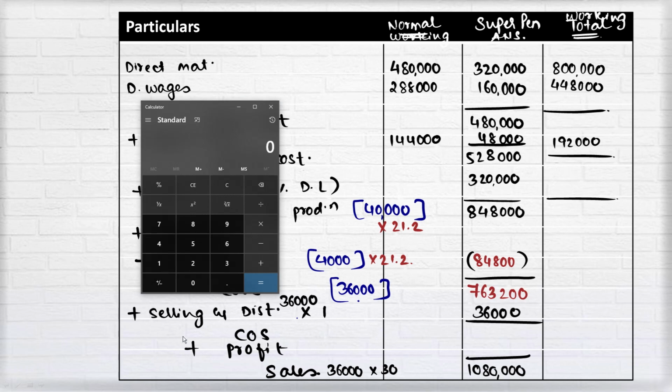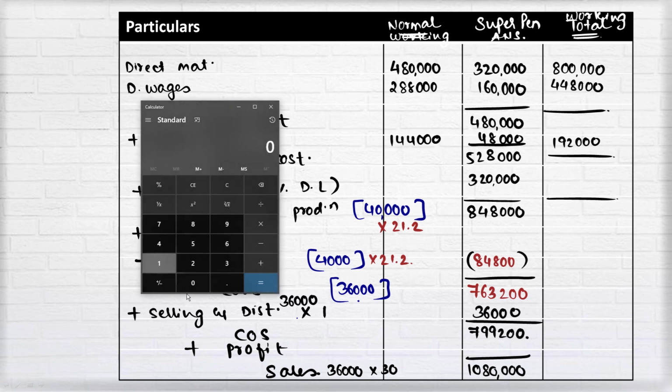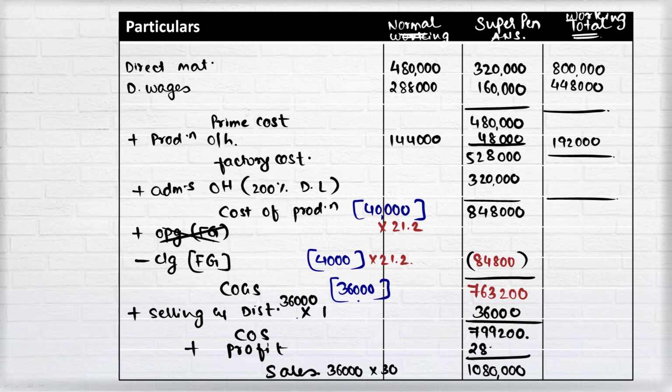Your cost of sales will be 763,200 plus 36,000, 799,200. 10,80,000 minus 799,200. 2,80,800 will be profit of super pen.